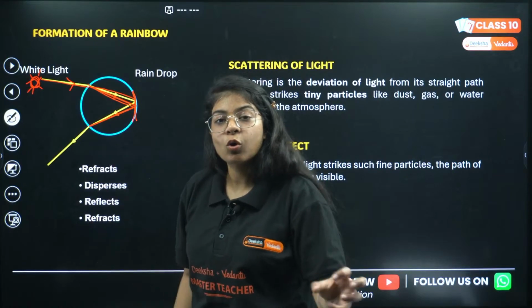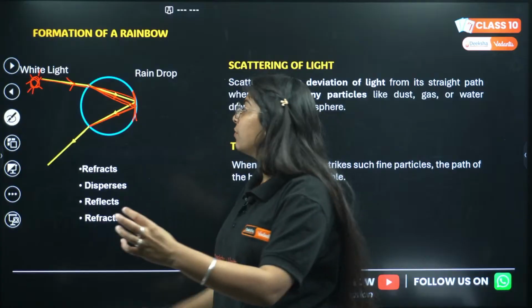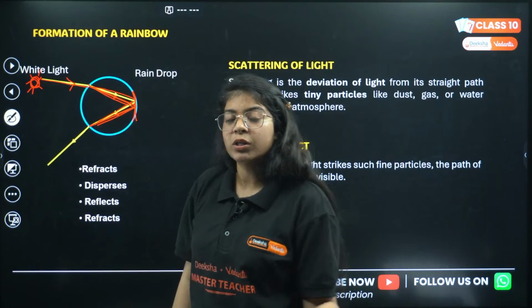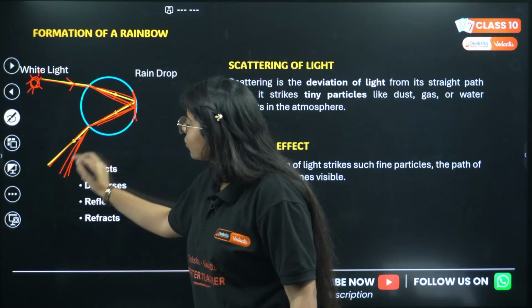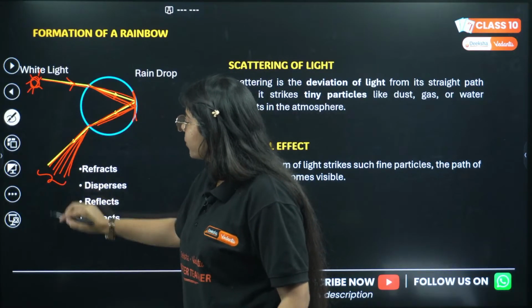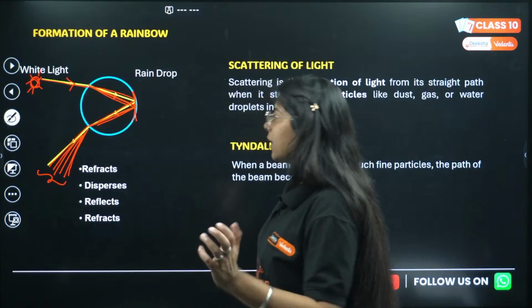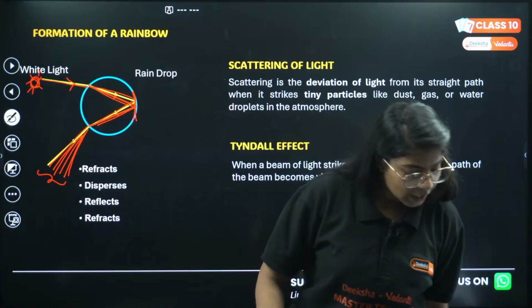total internal reflection. What happens? With total internal reflection, it gets reflected but stays inside the water droplet, and then it comes out in the form of 7 constituent colors, that is VIBGYOR, and hence we see a rainbow. Correct? That is what is happening inside a water droplet to form a rainbow.